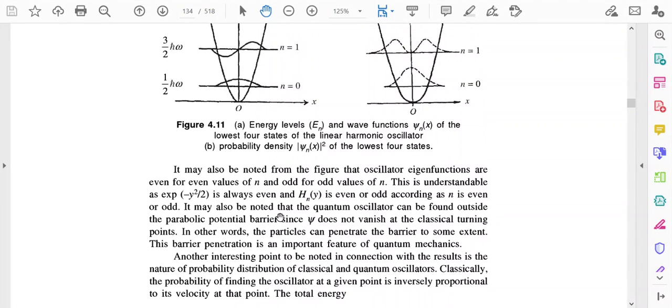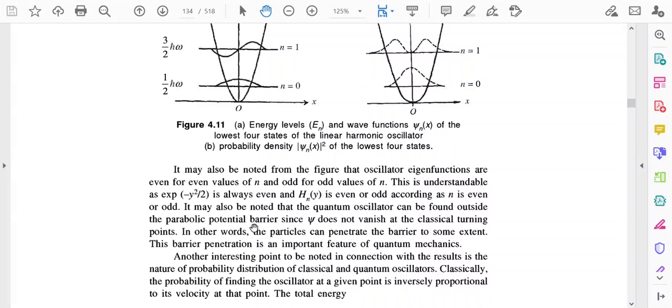It may also be noted that the quantum oscillator can be found outside the parabolic potential barrier, since psi does not vanish at the classical turning points. In other words, the particles can penetrate the barrier to some extent. The barrier penetration is an important feature of quantum mechanics. This is a very important concept, and this behavior is different from the classical harmonic oscillator.